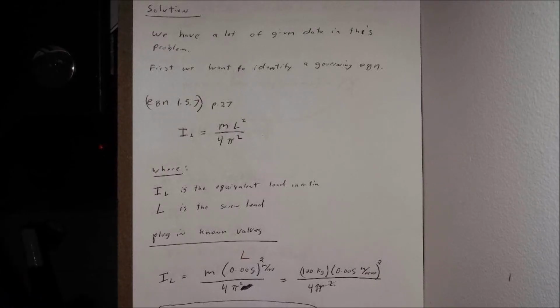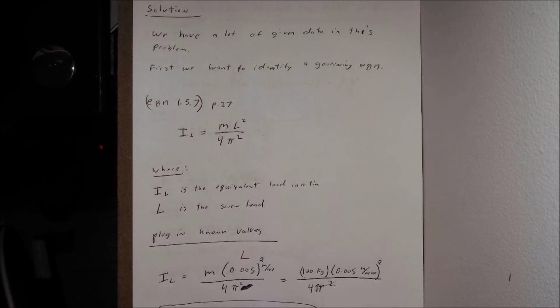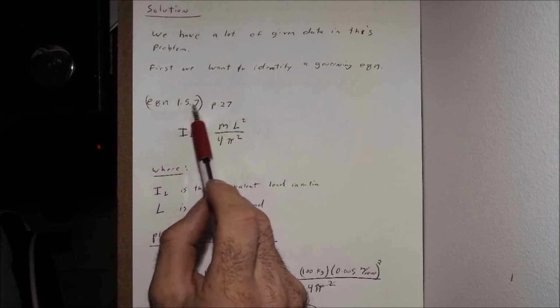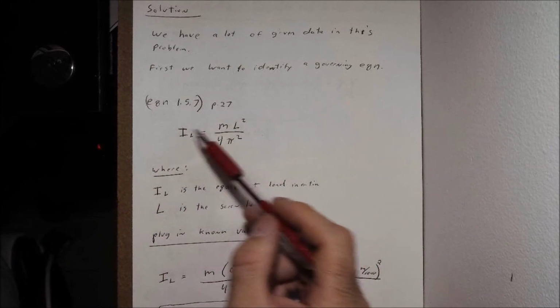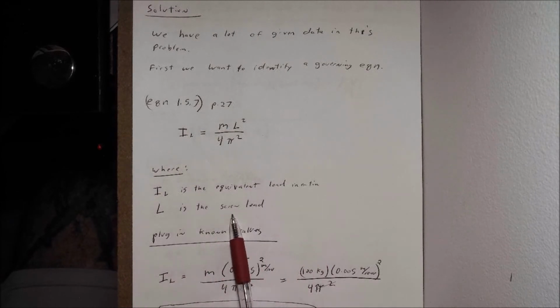So the next step is to start our solution. In order to start a solution, we really want to take a look through all those given values from the problem statement, understand what they're asking us to solve for, and from there, pick a governing equation that we can use to start the solution for this problem. In this case, we have a lot of given data, and in order to identify this governing equation, we're going to go back to page 27 of our textbook and take a look at equation 1.5.7. So here we have I sub L, which is the equivalent load inertia, and L is our screw lead. So that's information that I have given me in the problem statement.